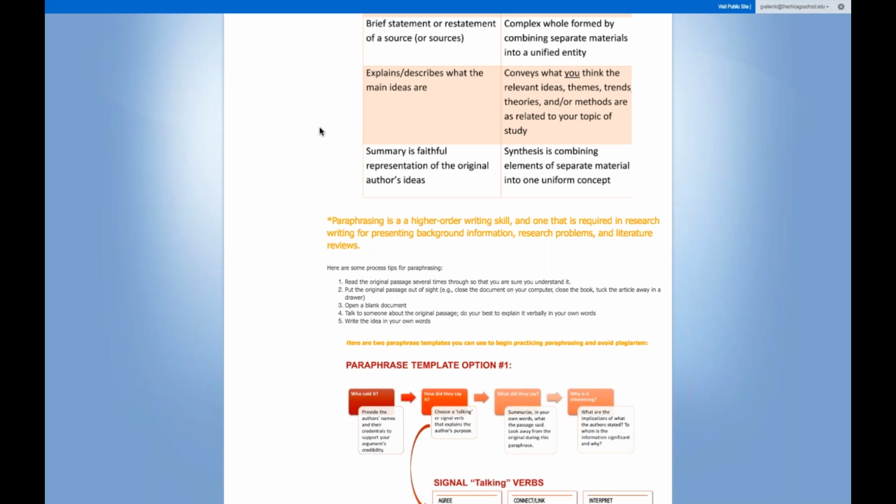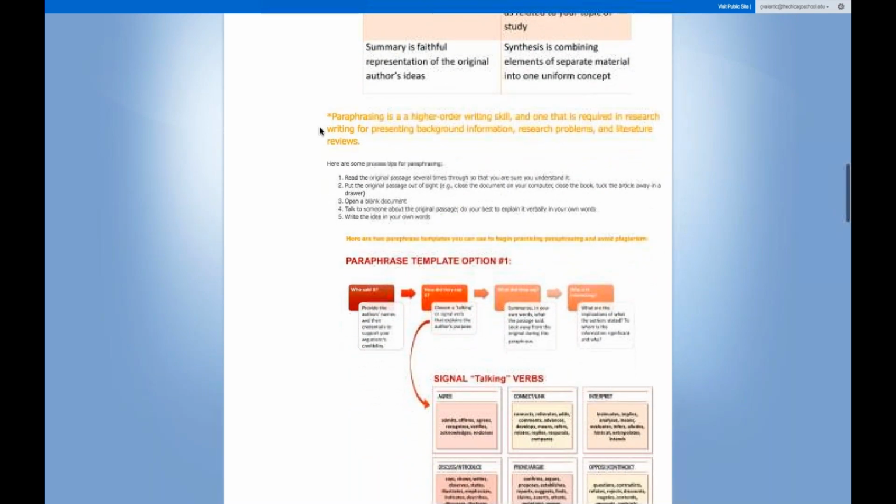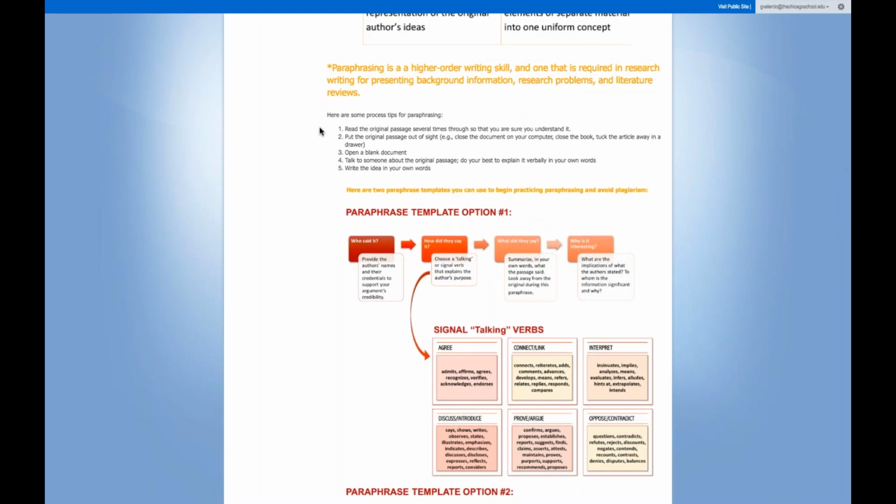themes, and trends. So here are some processing tips for paraphrasing. Once you have found something that you like in your source, read the original passage several times through so that you are sure you understand it. But then put it away. Stop looking at it, turn the page over, or put it in another room, close the document on your computer, and write how you interpret that in your own words. Think about it as telling a friend about the passage over coffee.